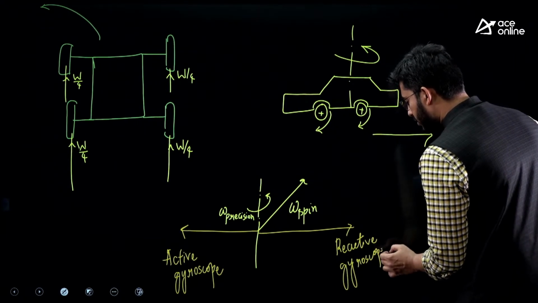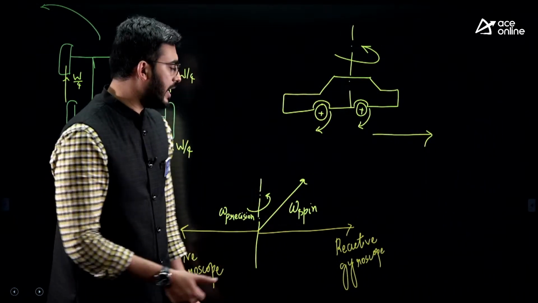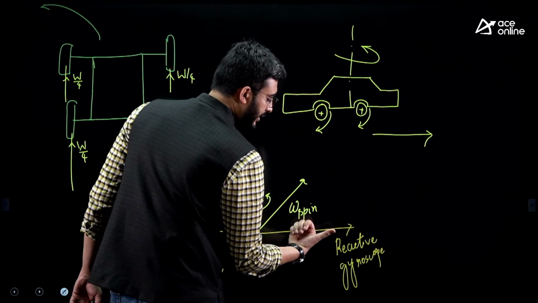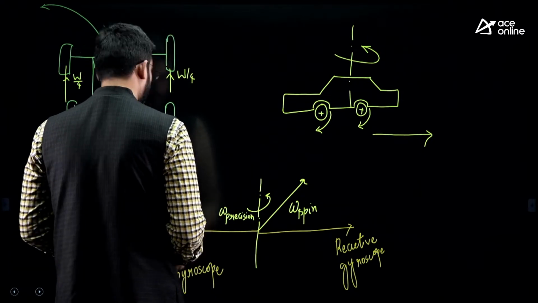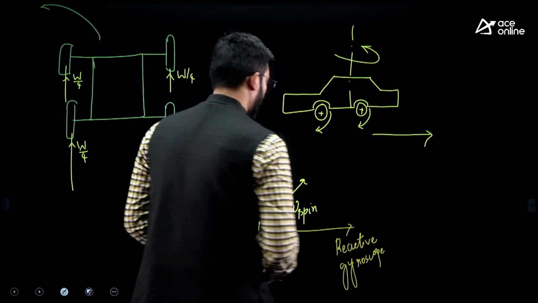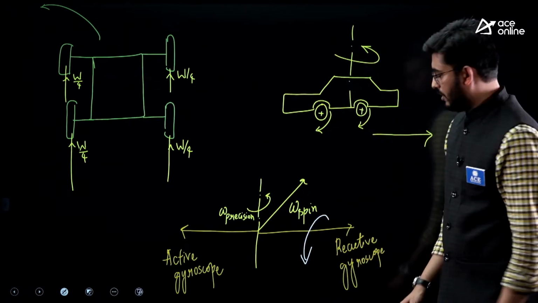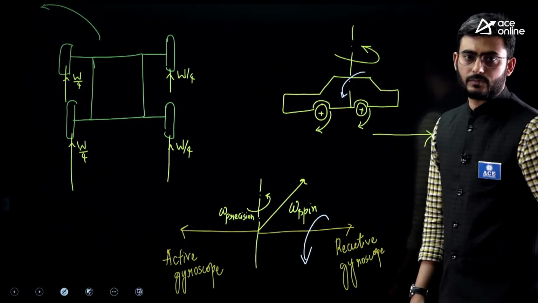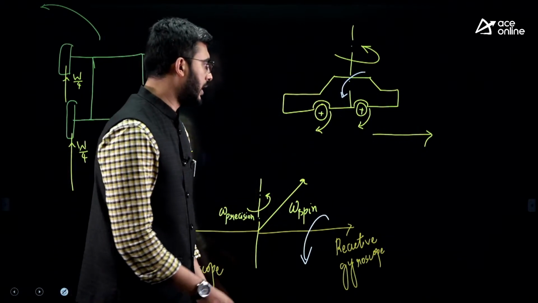I have to do one simple thing, that is point the thumb in the direction of the reactive gyroscope. I can see the fingers curling in this fashion. So draw this couple like this. Pick up this couple and place it on the vehicle.